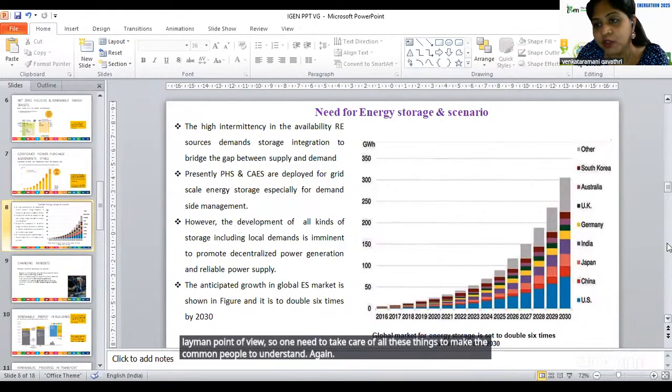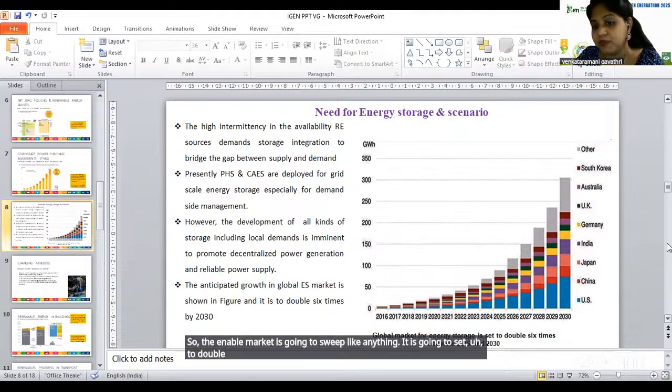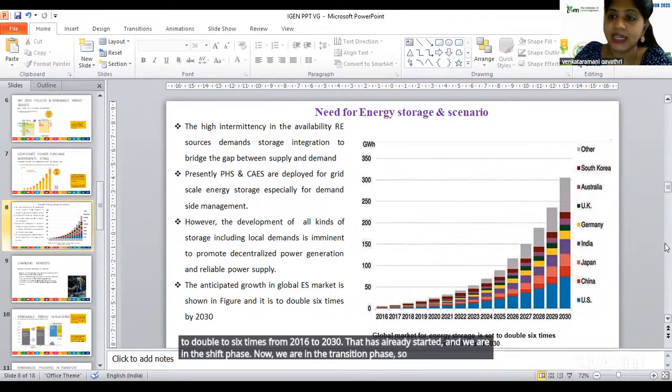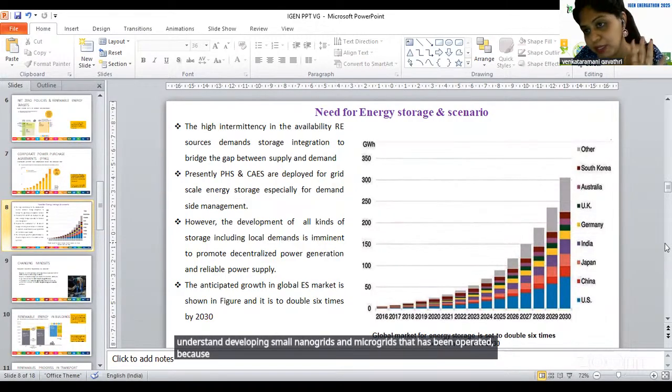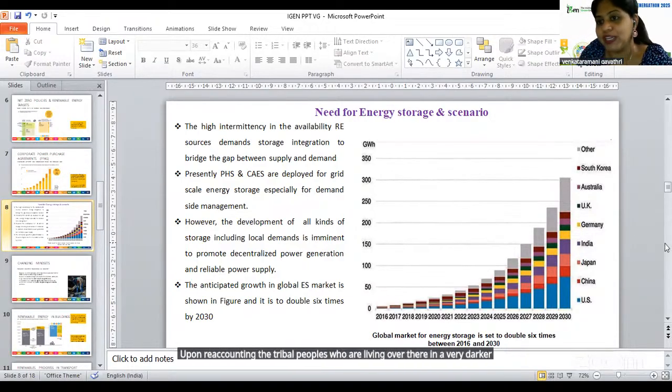Again, as I already told, I'll just take another 2 minutes and close it off. As I already told, we have energy storage demand because renewables cannot act independently. So the renewable market is going to sweep like anything. It is set to double to 6 times from 2016 to 2030. That has already started, and we are in the shift phase. Now we are in the transition phase. So we need to understand developing small nano grids and micro grids, because nearly 160 million people in India still don't have electricity, counting the tribal people who are living in very dark areas. So we need to take care of these kinds of people.